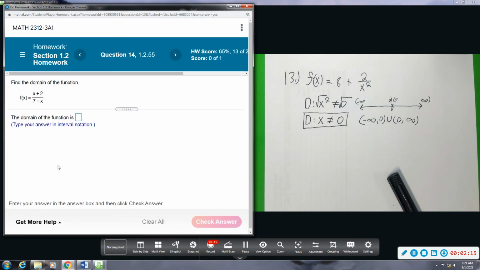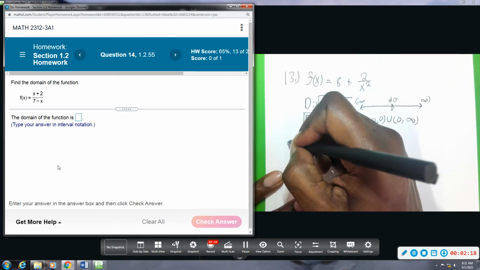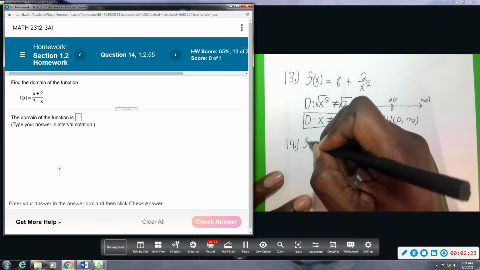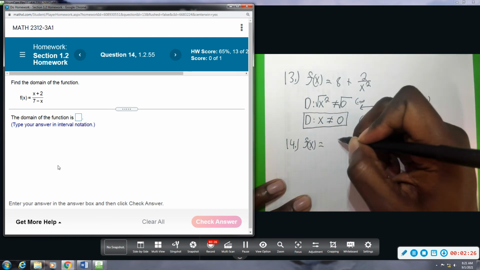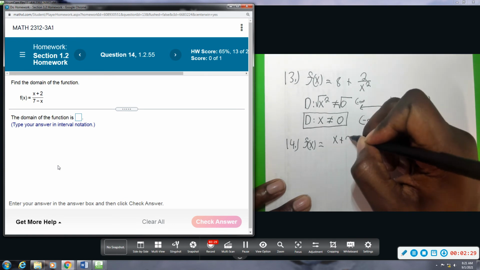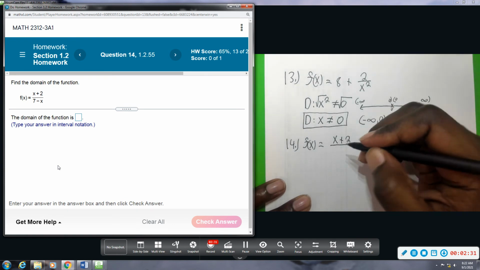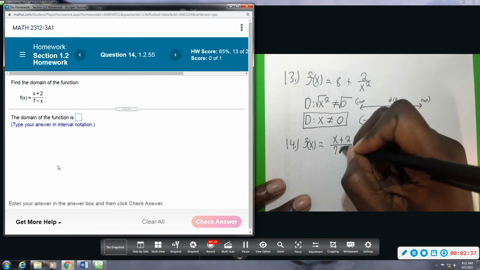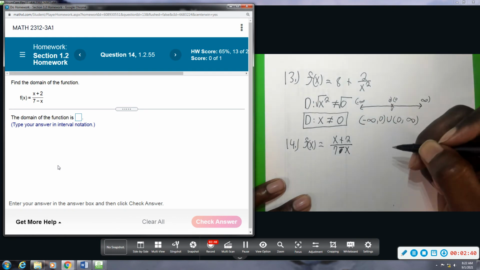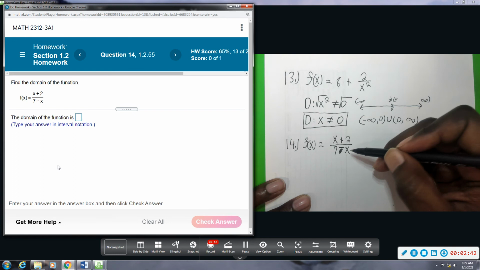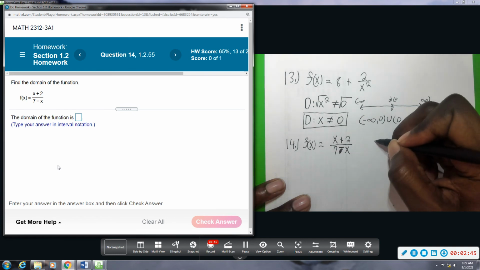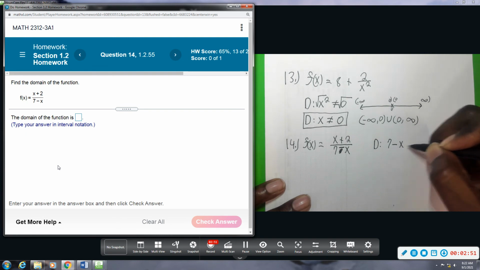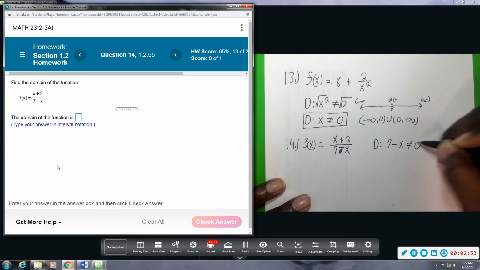Okay, number 14, we want to find the domain of this function. F of x, x plus 2 in the numerator, and then in the denominator we have 7 minus x. Okay, same principle. We're going to take the denominator, set it not equal to 0. So starting with my domain, I'm going to say 7 minus x cannot be equal to 0.